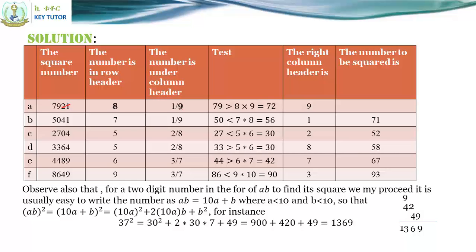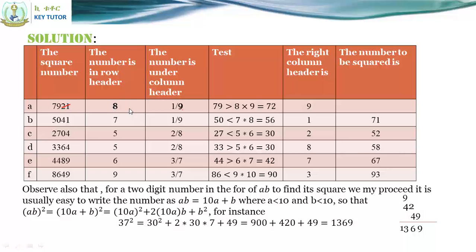7,921, you find it in the 8th row, because deleting 21 you get 79, and 79 is a number between the two squares. That means 8 squared, 64, and 9 squared, 81. So it exists between 64 and 81. So it is in the row of 8. It exists in the row of 8.